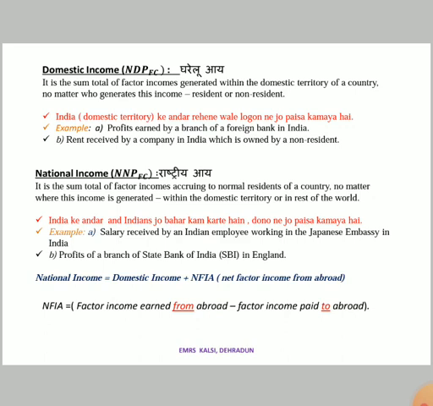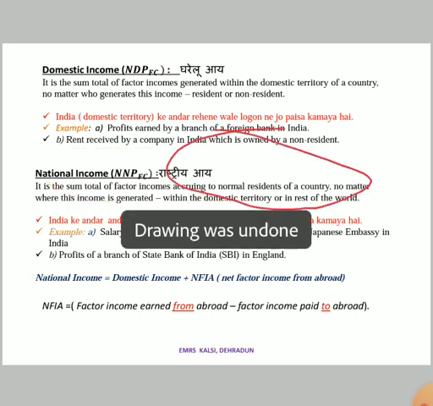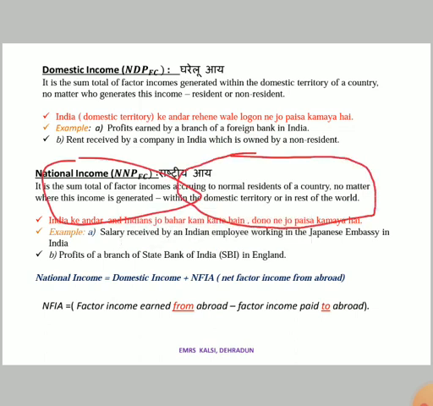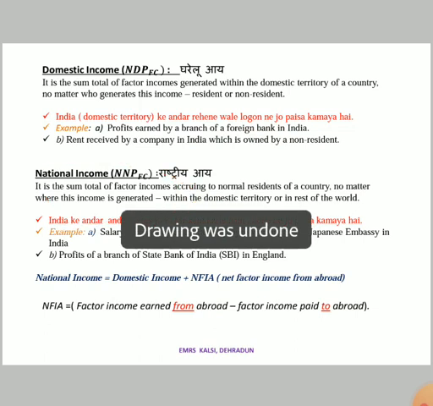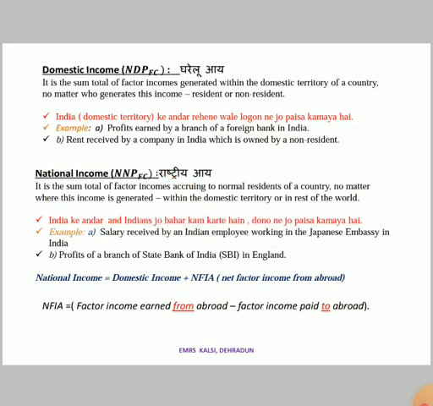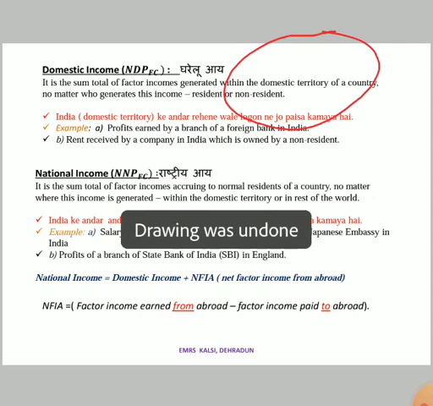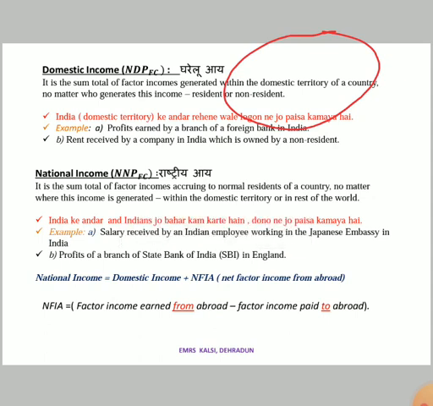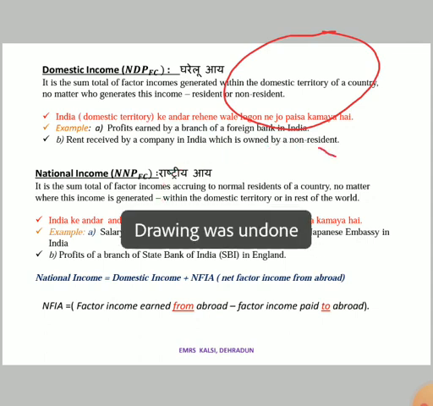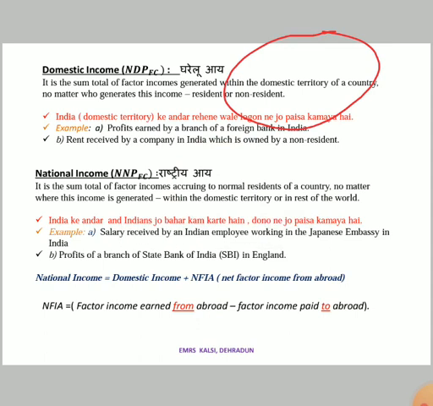So let's see, it is a sum total of factor income accruing to normal residents of a country, no matter where it is generated, within the domestic territory or in the rest of the world. So it is the opposite. In domestic income, the particular thing was that it should be generated within the domestic territory, but in national income, the particular thing we must know is that it should be generated by the normal resident.